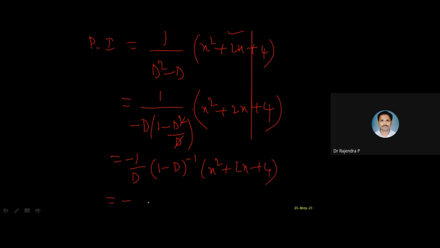Okay, so minus 1 by d. When you are expanding this, what will we get? Both are minus, so that is plus. 1 plus d plus d square plus d cube, like that we will get. I think we don't need d cube and higher order terms because of x square here. By seeing this polynomial, which has the highest power, expanding up to that is enough. x square plus 2x plus 4.